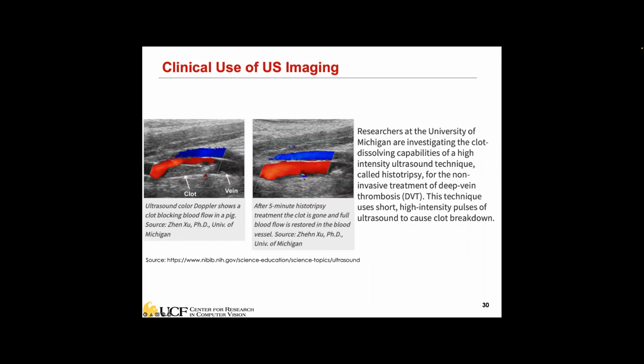They are using this technique, a short high intensity pulse, and after about 5 minutes the clot is resolved, and you can see the blood flow returns to normal. They did this study on pigs, and they are hoping that someday, if this technology is mature enough, it can be used on humans.